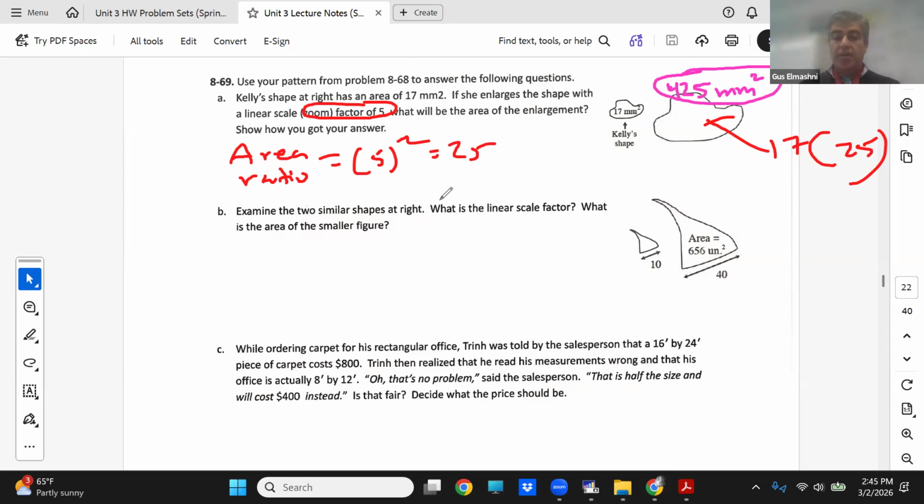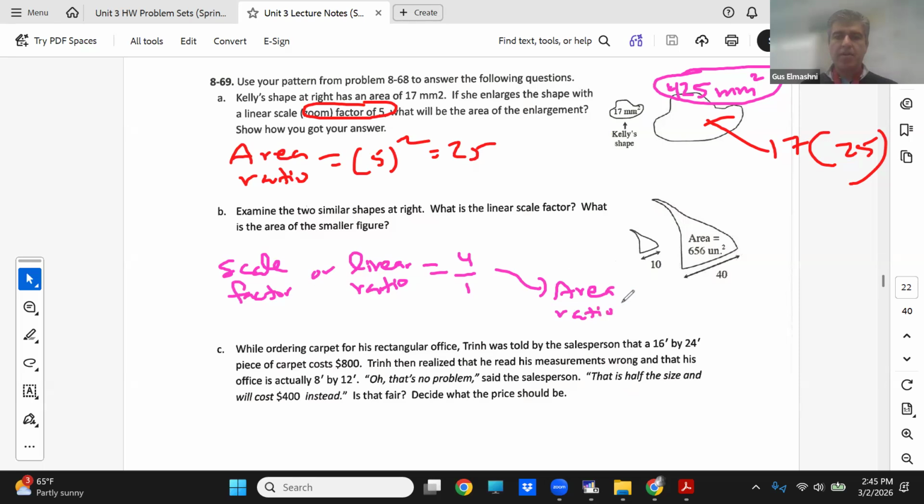Now you're going the other direction here. So the scale factor for the linear ratio is 4 to 1. Hey guys, let's be silent. Thanks. The area ratio is 16.